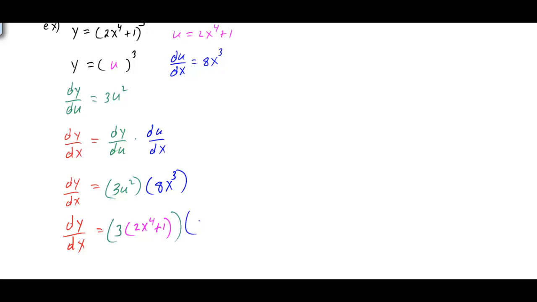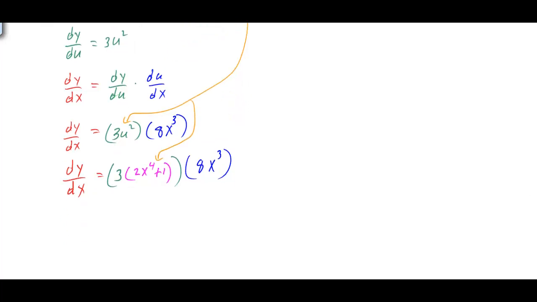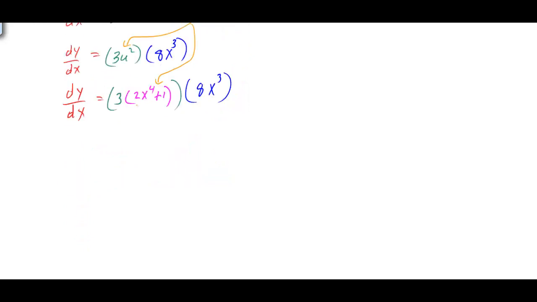And this is multiplied by the 8x cubed. Now again, I know this seems really involved, but just bear with me. We're going to make this a little bit easier. So all we did was take this part here, u equals 2x to the fourth plus 1, and we wanted to substitute this into u so that we get 2x to the fourth plus 1. So now we can see that the answer is strictly in terms of the variable x.